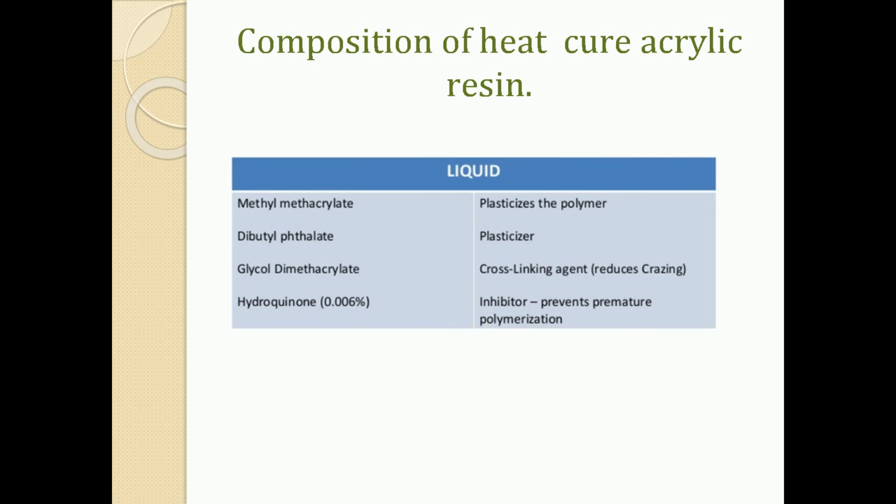Starting with the composition of heat cure acrylic resin, the liquid contains methyl methacrylate, which plasticizes the polymer. Dibutyl phthalate acts as a plasticizer. Glycol dimethacrylate acts as the cross-linking agent, which reduces crazing. Hydroquinone acts as the inhibitor, which prevents premature polymerization.